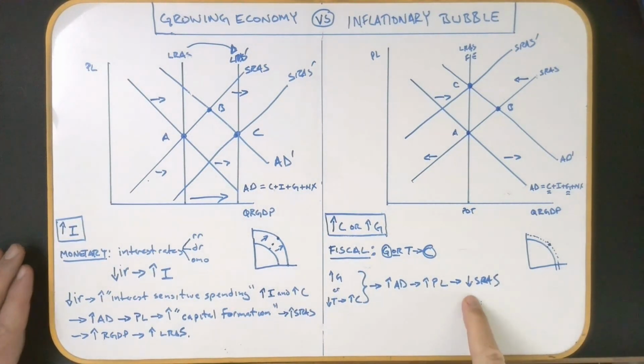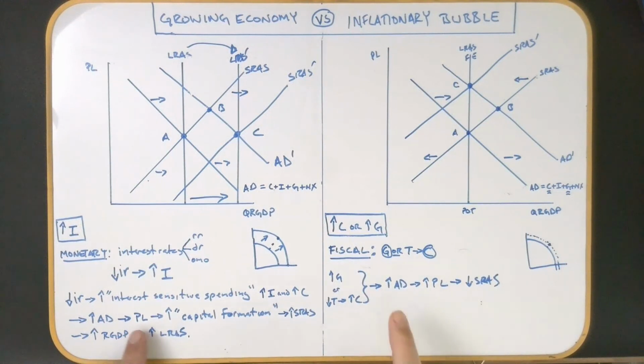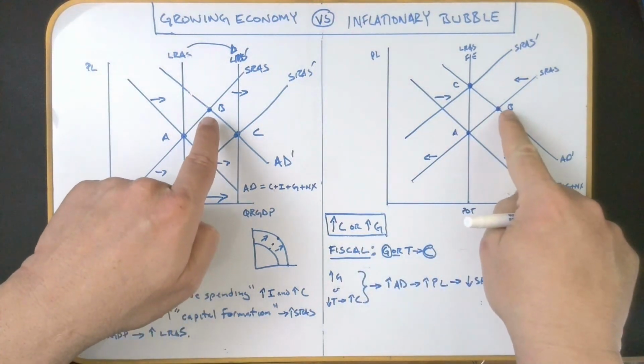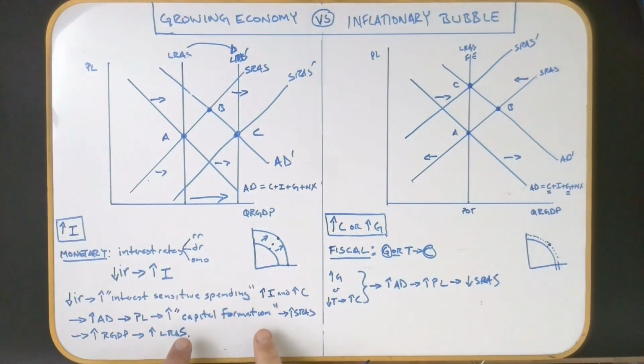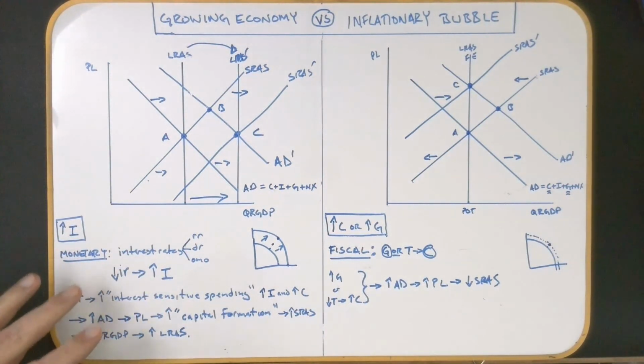So it's really important that you guys get this little difference right here. Yeah, they both drove up the price level, but this was capital formation versus this was just a hot economy. Okay, then a decrease in SRAS, we're back to normal. Okay, super important difference you want to make, and it also ties in the difference between monetary policy and fiscal policy.